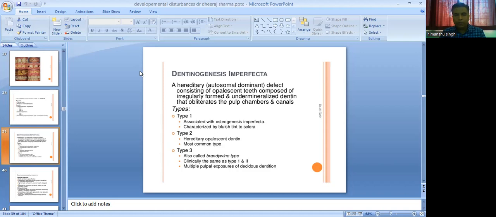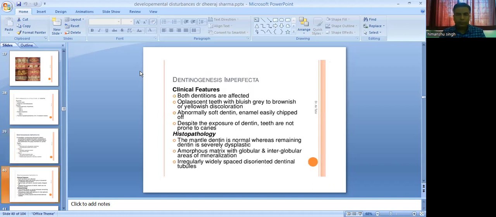Type 3 also comes as a radial type. It is also the same as type 1 and type 2, showing multiple pulp exposures. In these features, both the dentitions are affected. Opalescent teeth with usually brownish or yellowish discoloration are seen. Enamel can be easily chipped off. Despite the exposed dentin, these are also prone to fail.